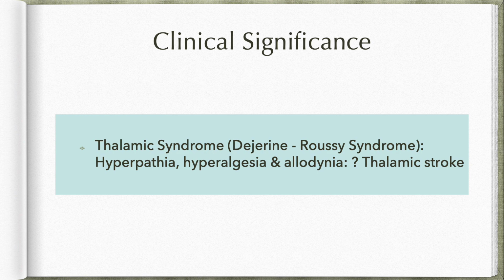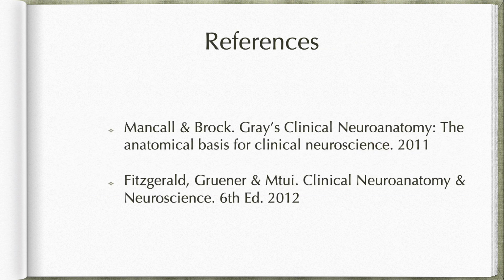And allodynia is when any other modality of sensation is perceived as pain, like a simple touch with a cotton wool is perceived as painful stimulation. So all these form features of thalamic syndrome, otherwise known as Dejerine-Roussy syndrome. The cause is not known. It could be thalamic stroke, but not necessarily all thalamic strokes will present with thalamic syndrome features. But the features are unmistakable. Whenever thalamus is involved, the patient will present with hyperpathia, hyperalgesia, and allodynia.